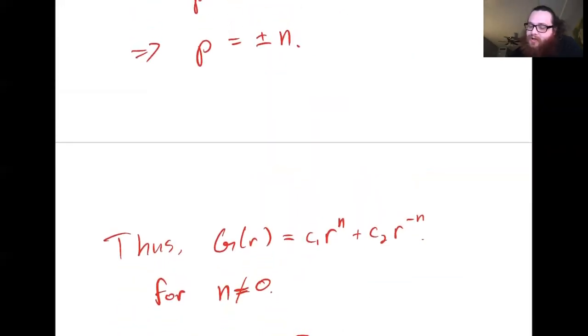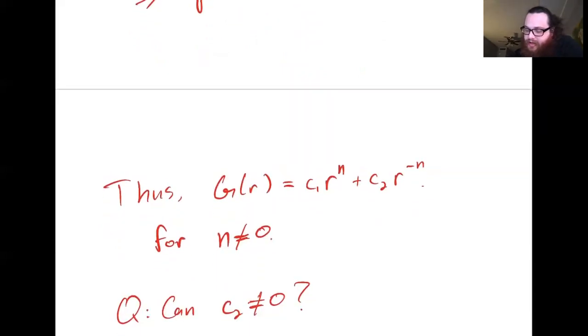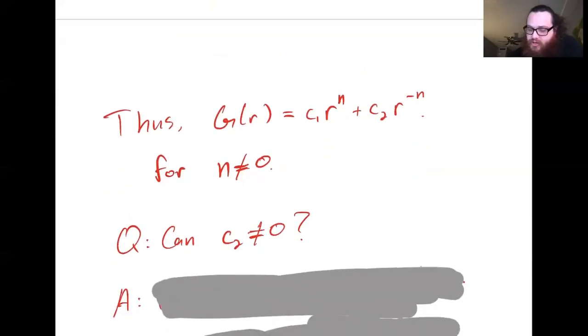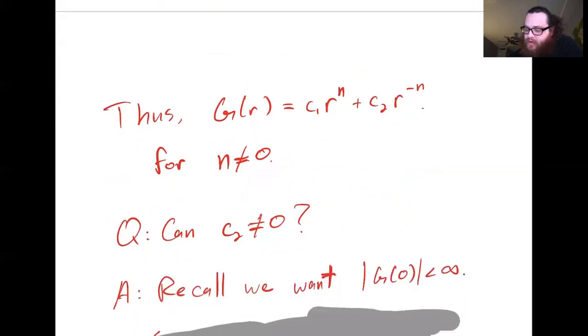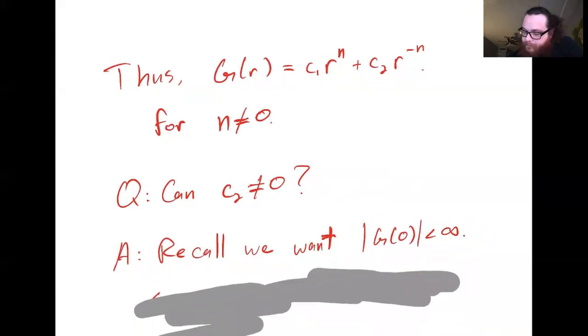Anyway, okay. But before then, notice that we have a C1 and a C2, okay? And so the question we're going to ask right now is, well, can C2 be non-zero? And so the motivation is also going to play into the answer. So recall that we impose this boundary condition, right? G of 0 is finite.